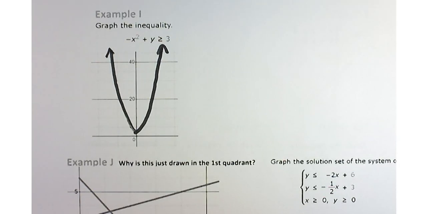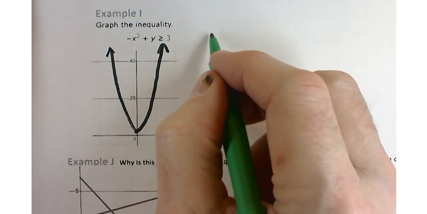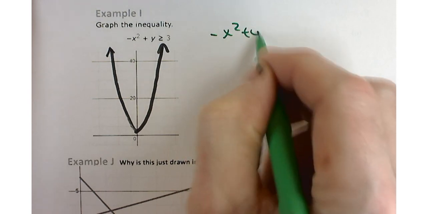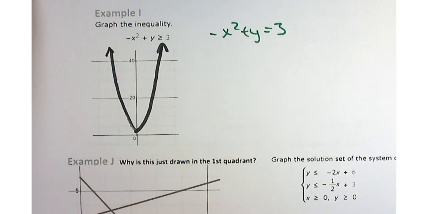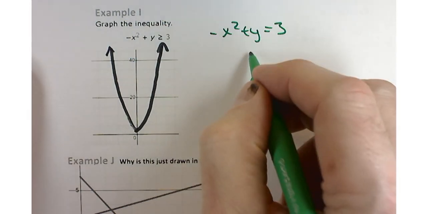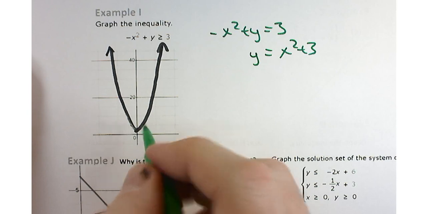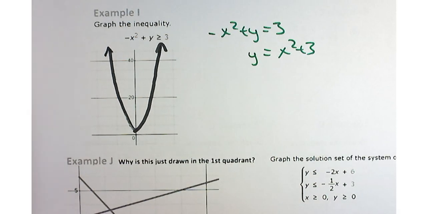Now, don't expect the equations already graphed for you. I do that because it's tough to keep up with the notes if you're trying to draw these graphs at the same time. So here's negative x squared plus y equals 3. No shocker that it's a parabola. You could rearrange things and write it as y equals x squared plus 3. So it's just shifted up 3 from the point 0, 0.